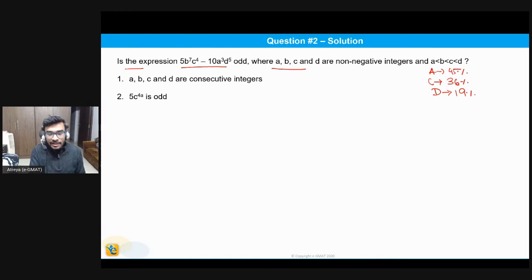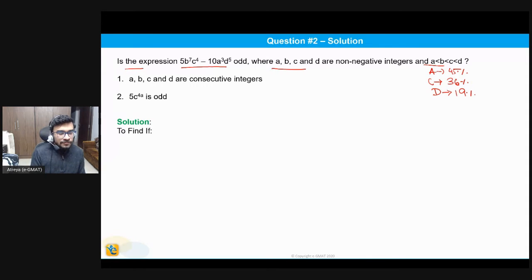Where A, B, C, D are non-negative integers, and we have also been given a relationship between A, B, C, D, where D is the largest and A is the smallest. And then we have two statements. So we have a lot of information in the question stem. The first thing that we need to do is reduce the complexity of the question stem. So let's look at the solution.